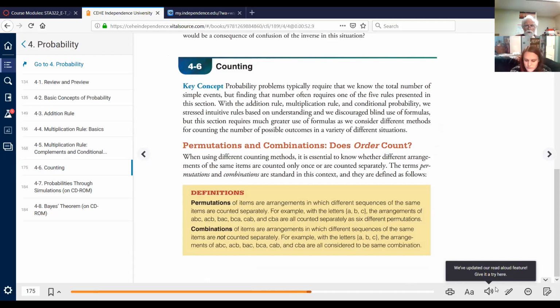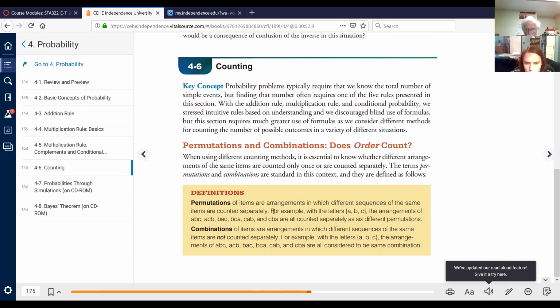Permutations are arrangements in which different sequences are counted separately. If we look at license plates, a license plate starting CBA is different from a license plate starting ABC. It doesn't matter if everything else is the same. So CBA and ABC are different. In combinations, CBA and ABC are considered the same. Okay, so that's the major difference between permutations and combinations.